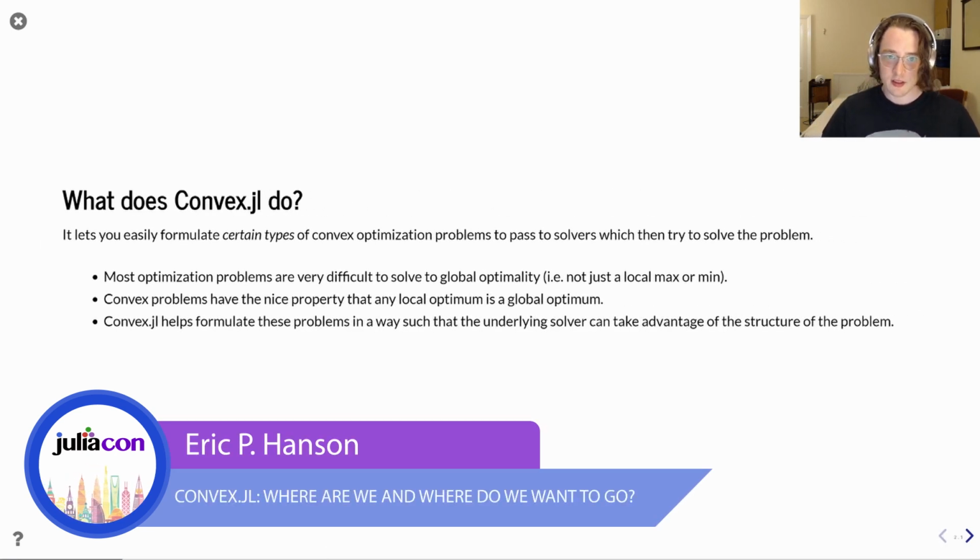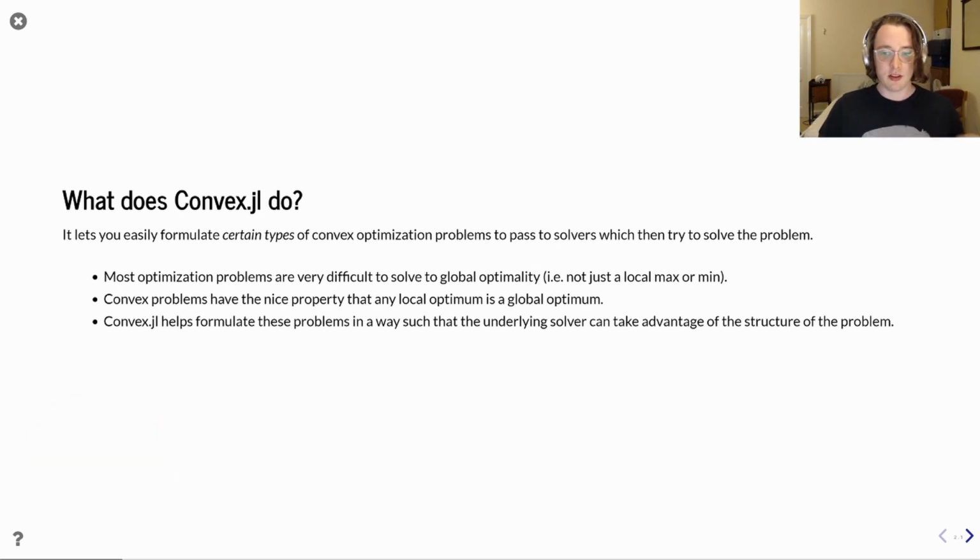Okay, so what does Convex.jl do? It lets you formulate certain types of convex optimization problems, which it then passes to solvers, which then try to solve the problem. So for some context, most optimization problems are very difficult to solve to global optimality. So you're not just getting a local min or max, but you want the global min or max. But convex problems have the very important property that any local optimum is a global optimum. And what Convex.jl does is it helps formulate this type of problem in a way such that the underlying solver can take lots of advantage of the structure of the problem.